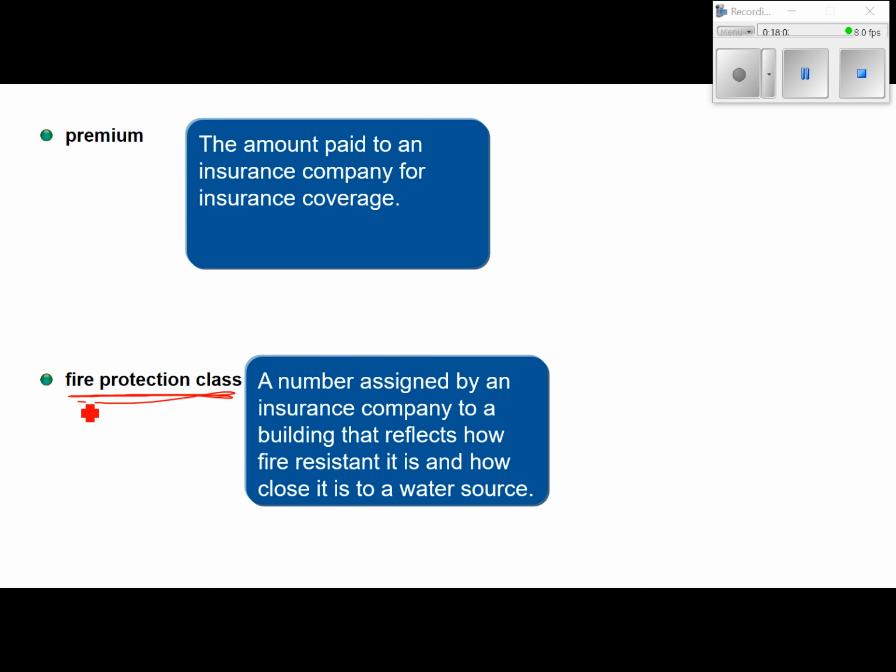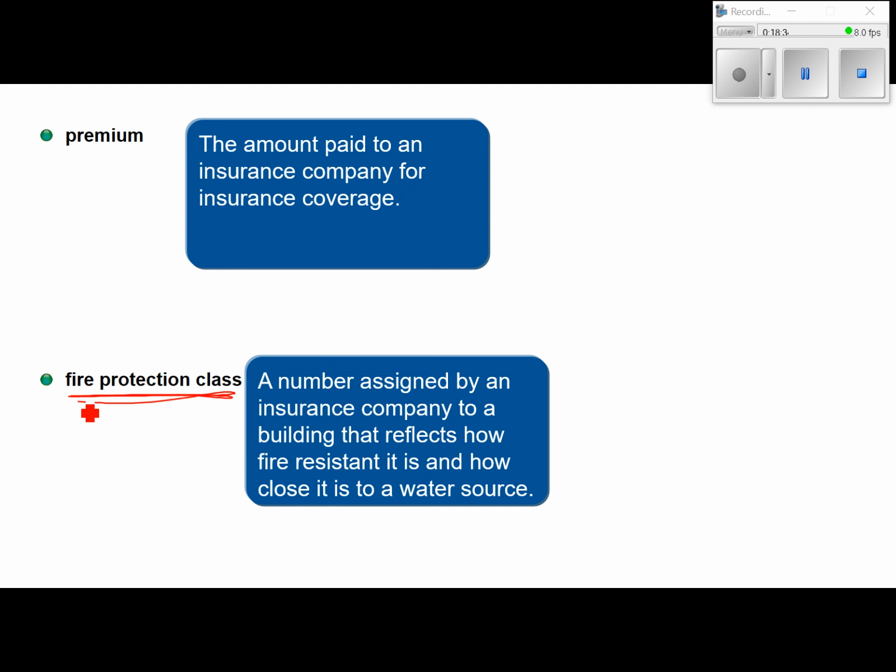If you live right in town, like when I was growing up, there was a fire hydrant in our front yard. So we were in a good fire protection class because all they had to do was come and hook the hose up right there in our front yard and try to put out the fire. If you live way out in the middle of nowhere, and there's not a fire station close, then you're probably in a poor fire protection class.